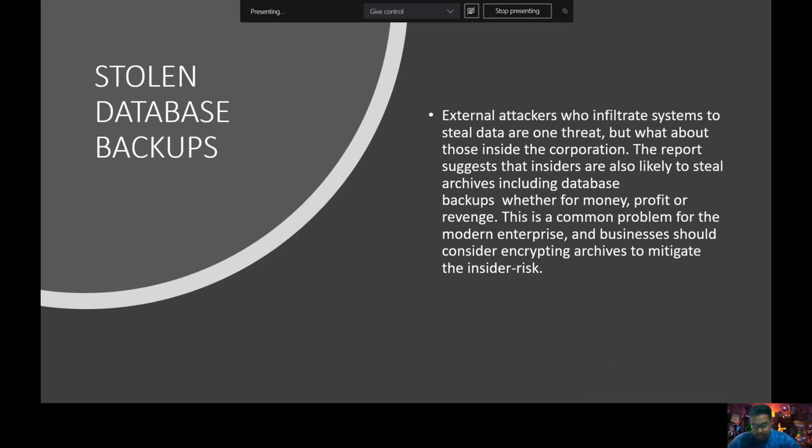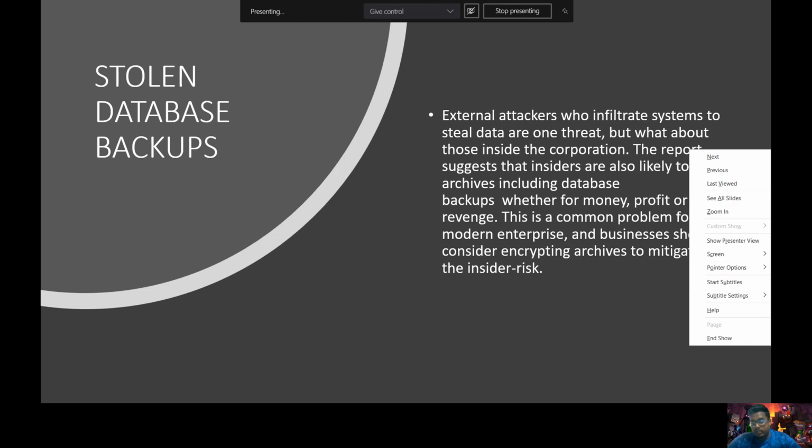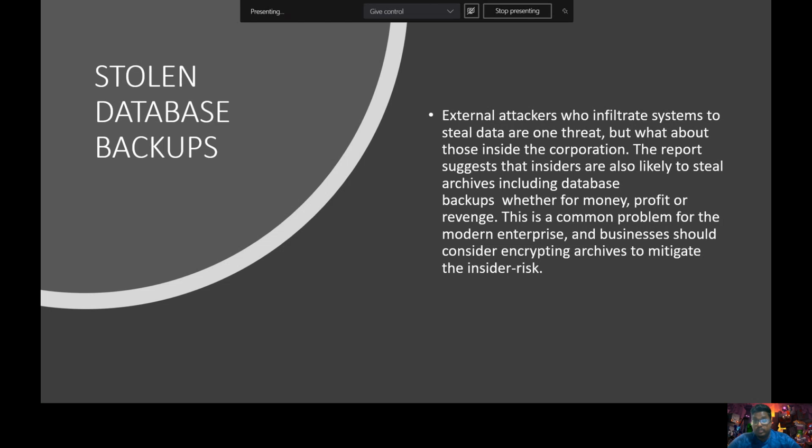Basically, here we will start with the stolen database backup. So what is this? Stolen database backup is where external users, meaning hackers or anyone that is outside the company, try to steal the information of the backed up database, meaning the database which is backed up.